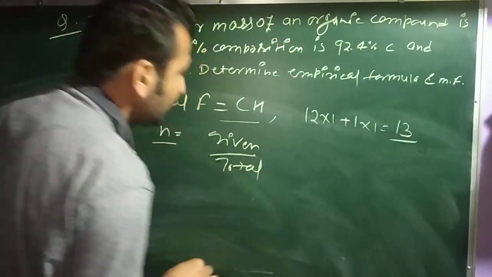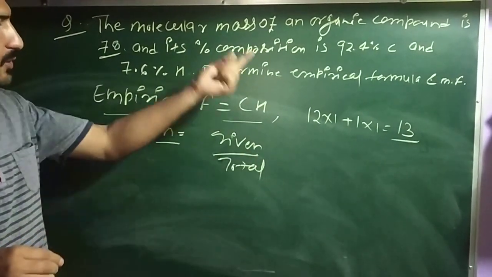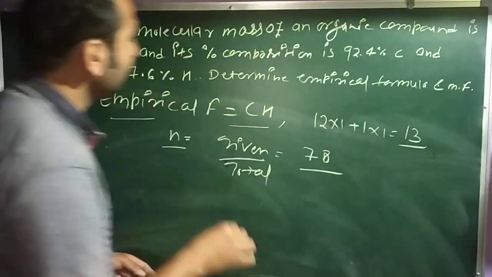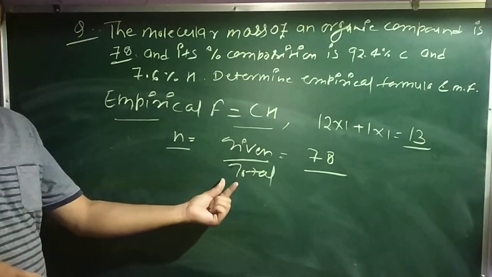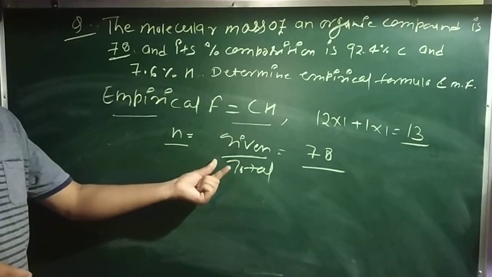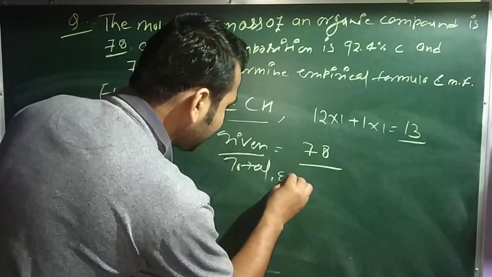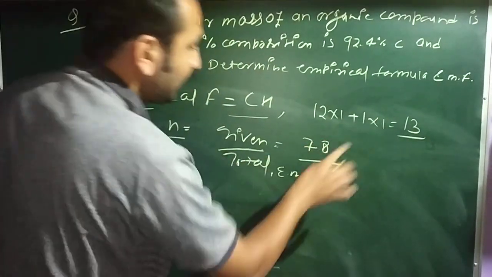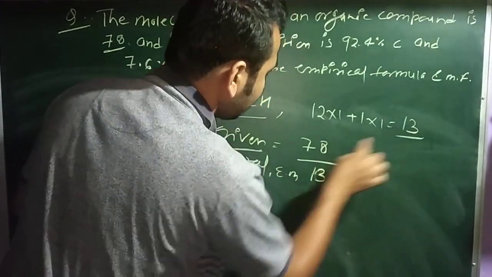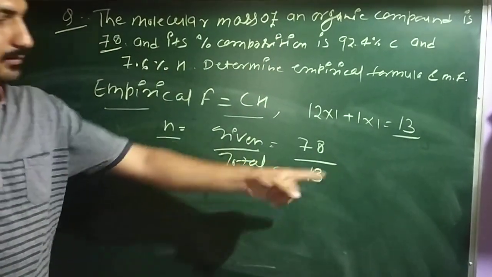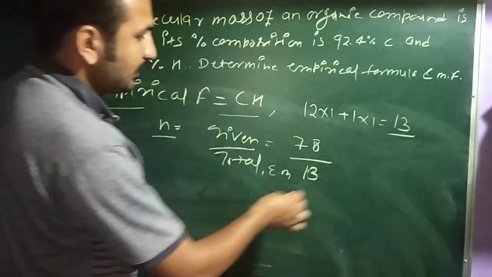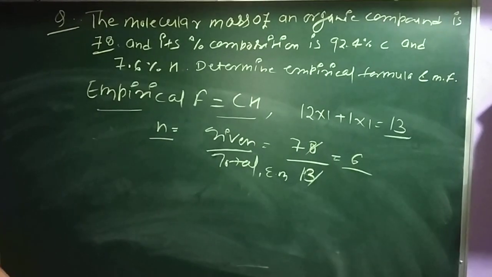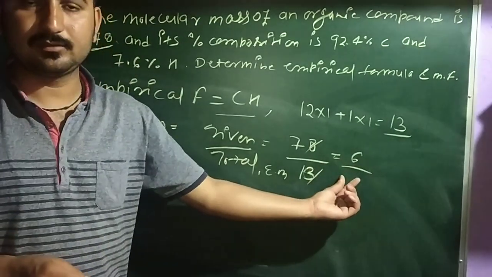Given mass upon total mass. Given mass is 78, upon the total empirical mass. You can write here total empirical mass. You have 6, so it becomes 13. Total empirical mass is 13, which we calculated. So solve it: 78 divided by 13 is 6. Clear? So this is your number of moles n.